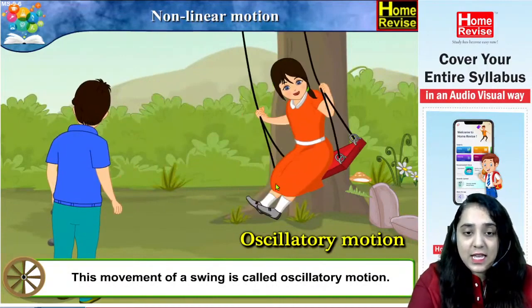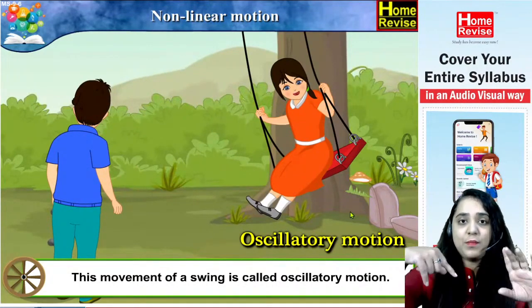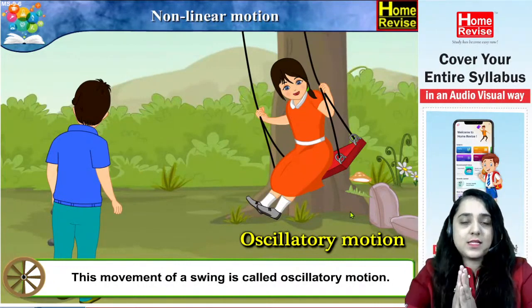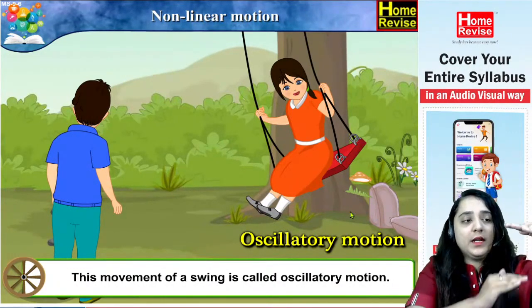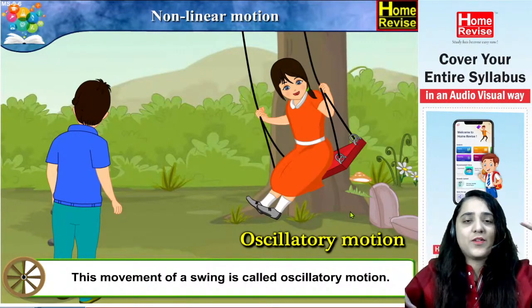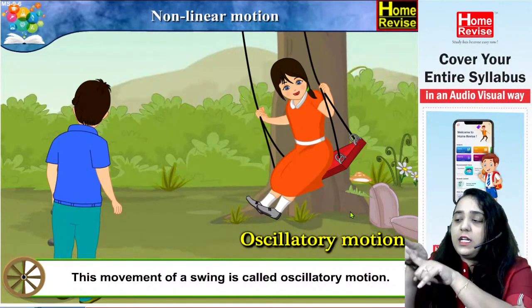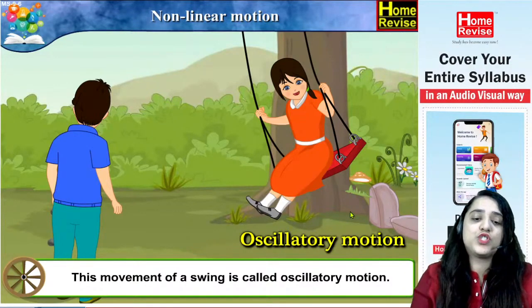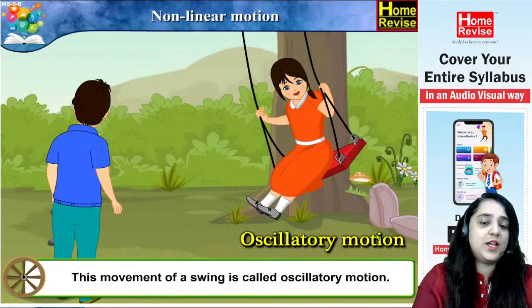Yes. So see, this type of motion, that means the full circle is not happening. It starts and it reaches a particular point. It again comes back. It reaches a particular point. It again comes back. It reaches a particular point. So continuously this same thing is happening there. So this kind of motion is called the oscillatory motion.